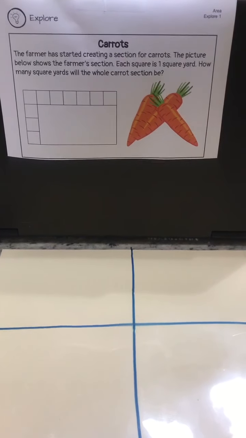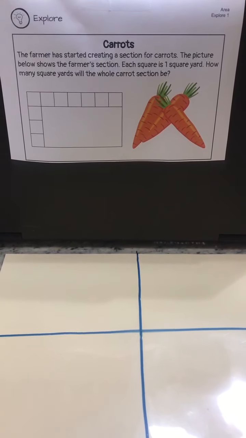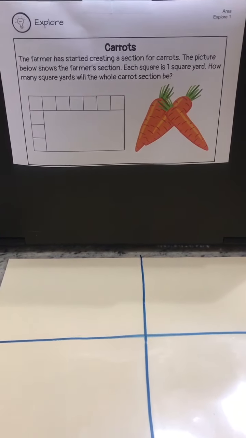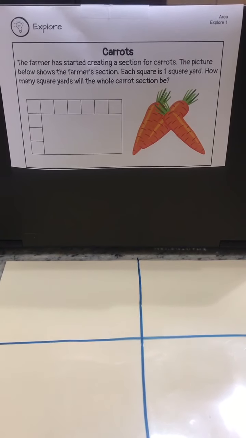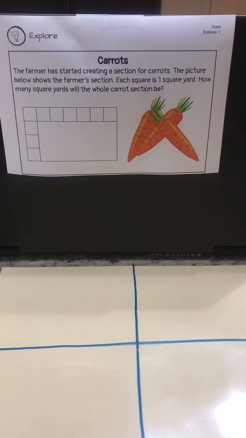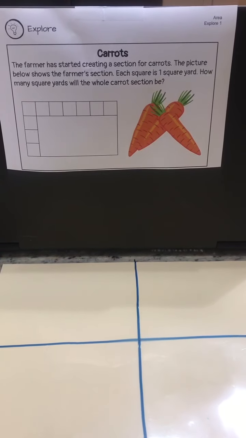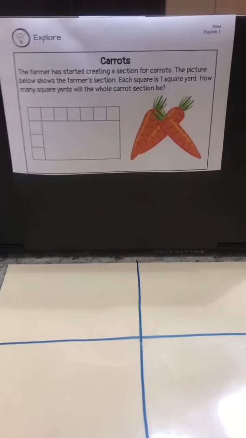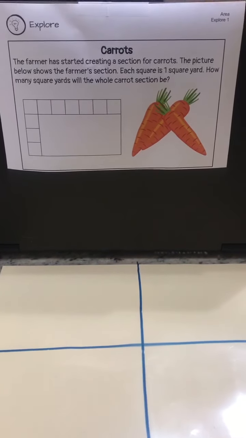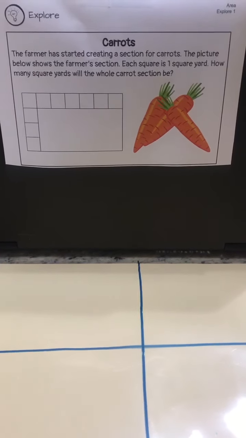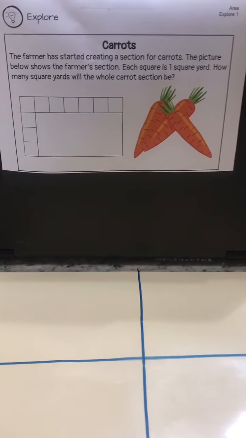Okay, problem number 2. The farmer has started creating a section for carrots. The picture below shows the farmer's section. Each square is 1 square yard. So this time it's yards instead of feet or instead of units. How many square yards will the whole carrot section be?